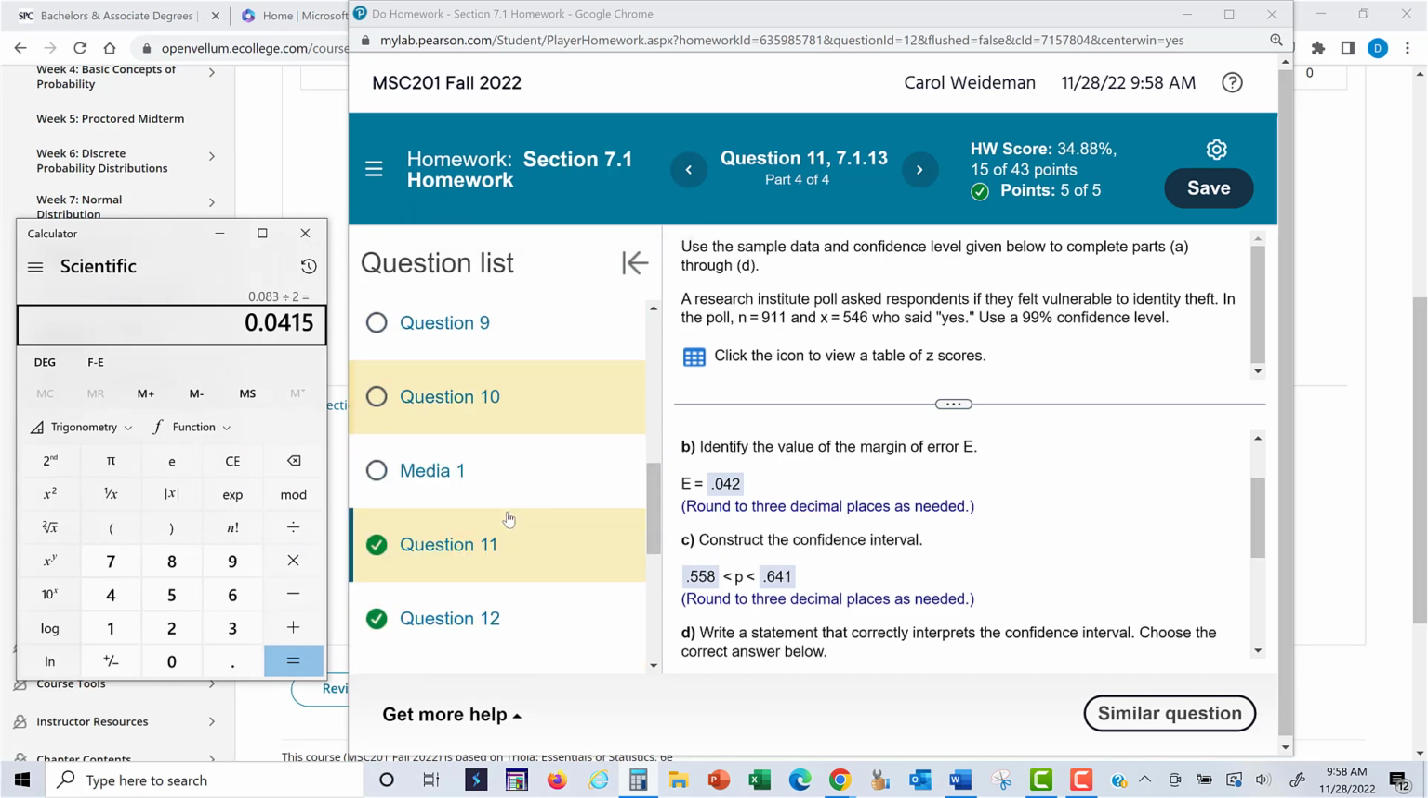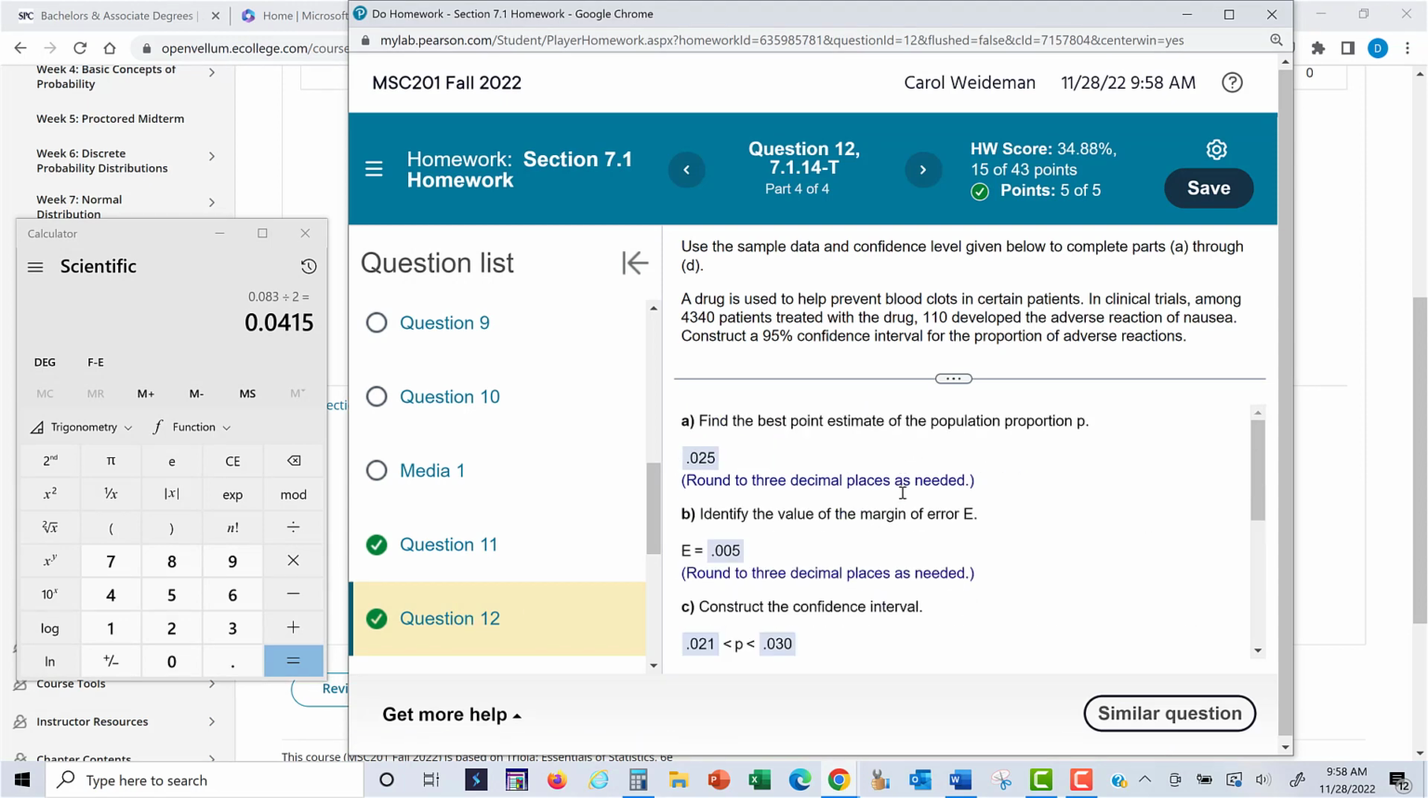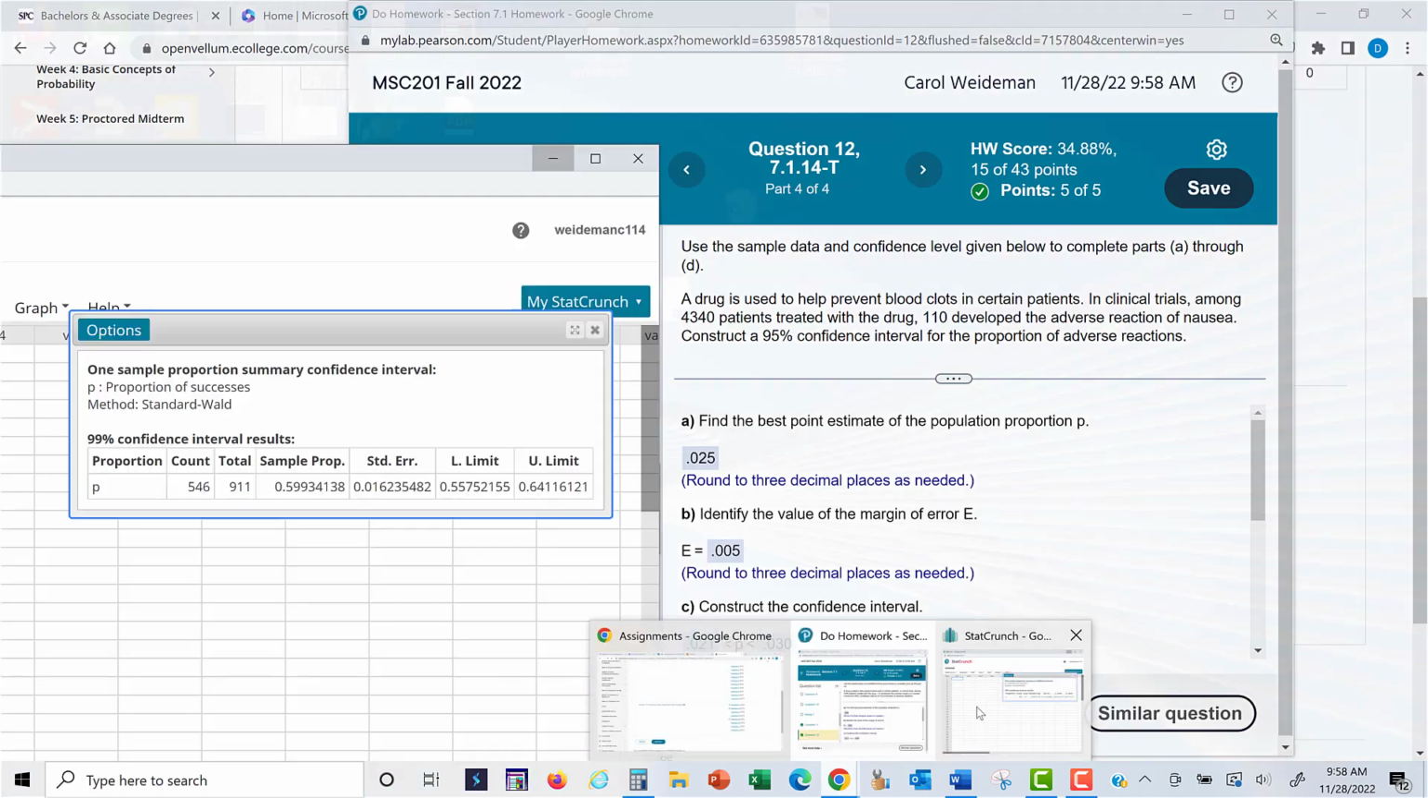All right, let's go on and take a look at question number 12. And by the way, once you have that StatCrunch tool opened for this unit, you can just keep using the same one over and over again. So we're going through the same steps on this question. So let's get my tool back up.